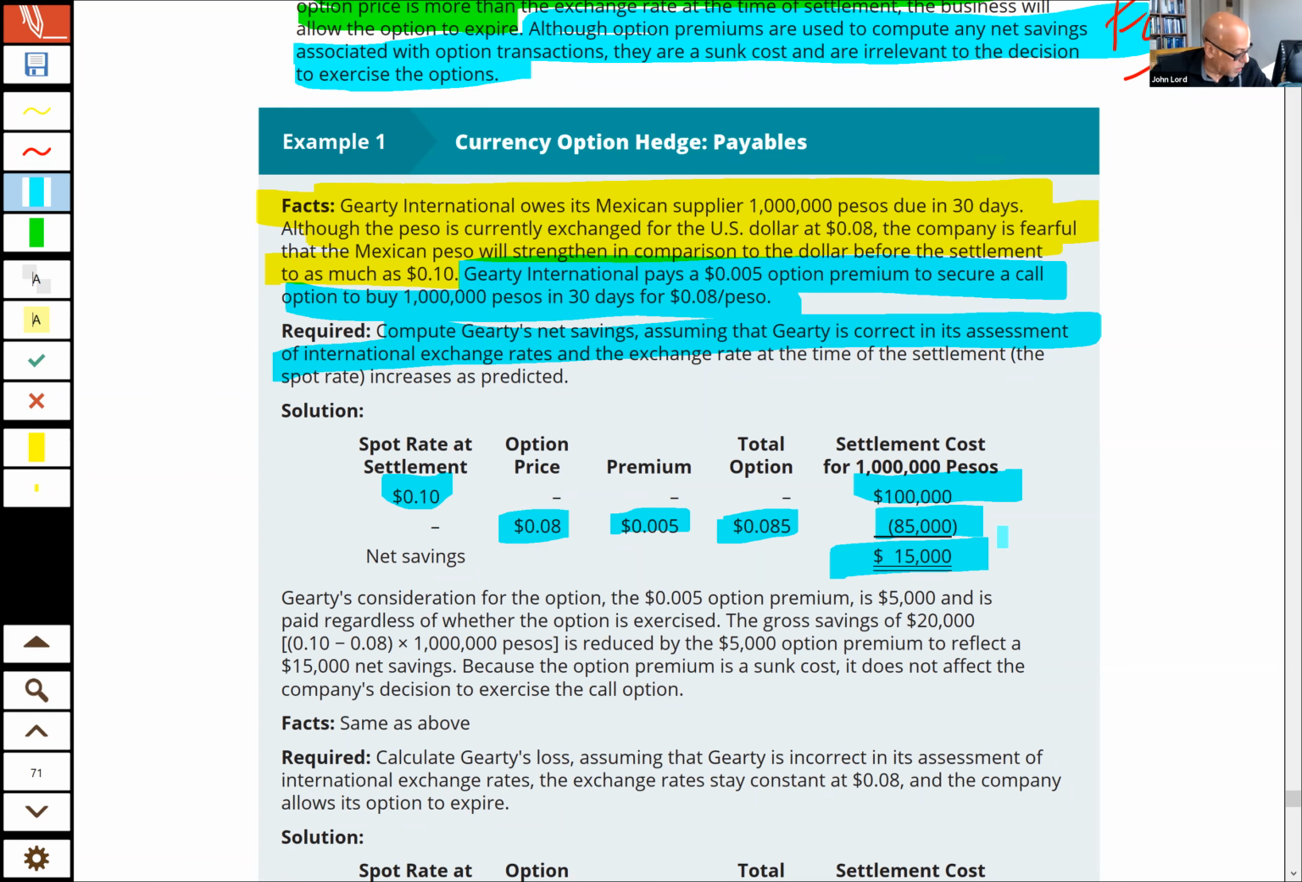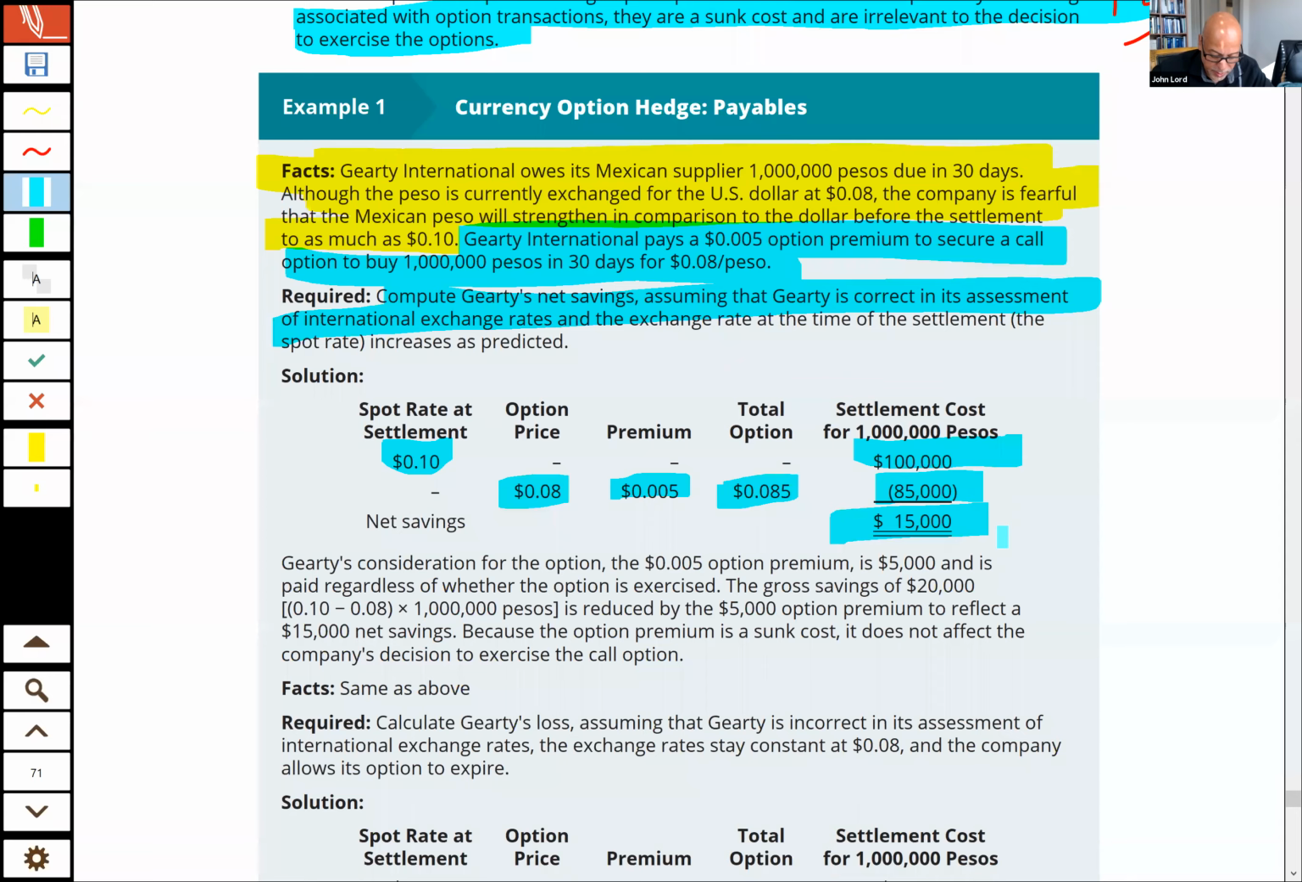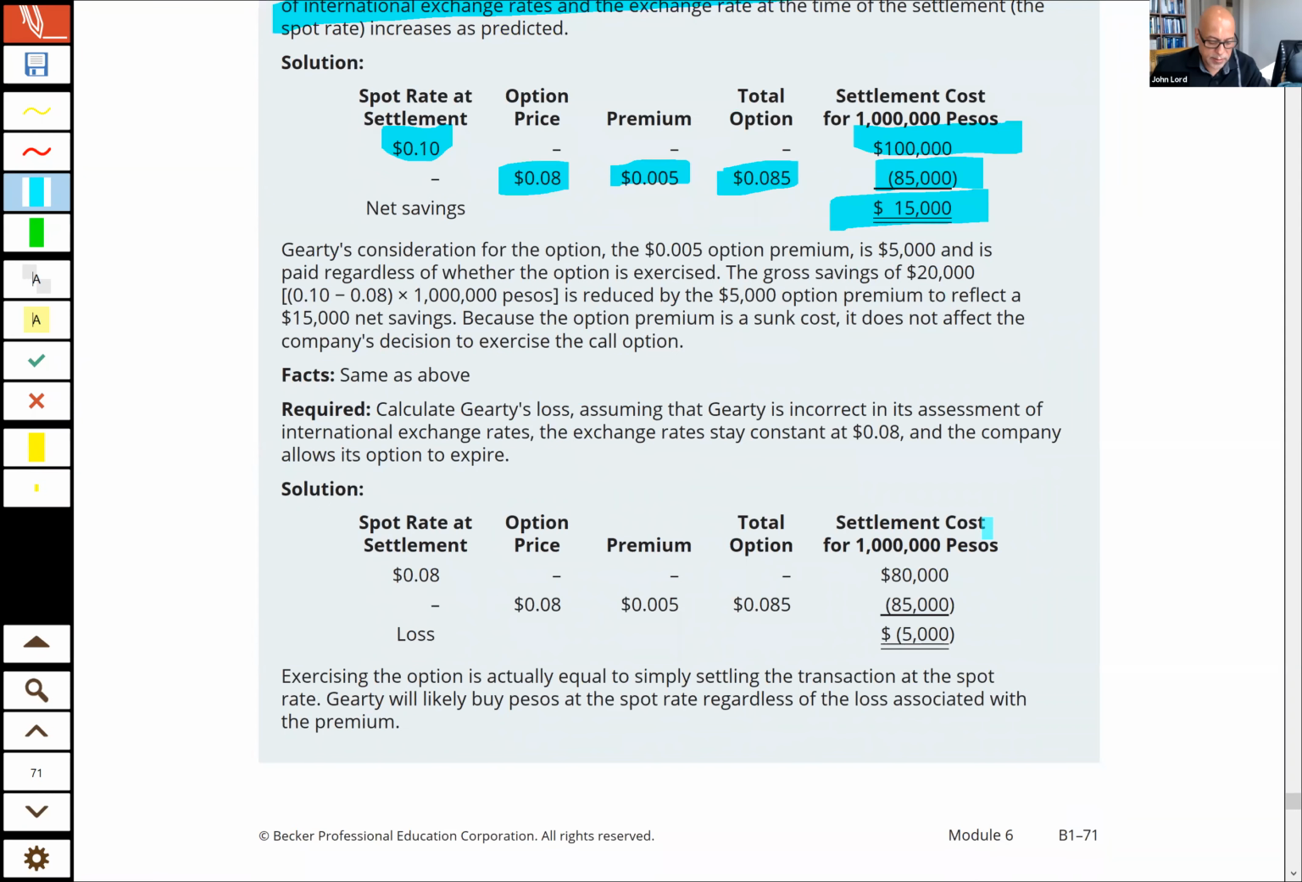Okay, good. Now when you look at the situation where you let the option expire, the rate stayed the same, but you still paid that premium, so you lost 0.005 dollars. Or you could have just taken this times the 1,000,000 pesos, and you would have come out with the same number.